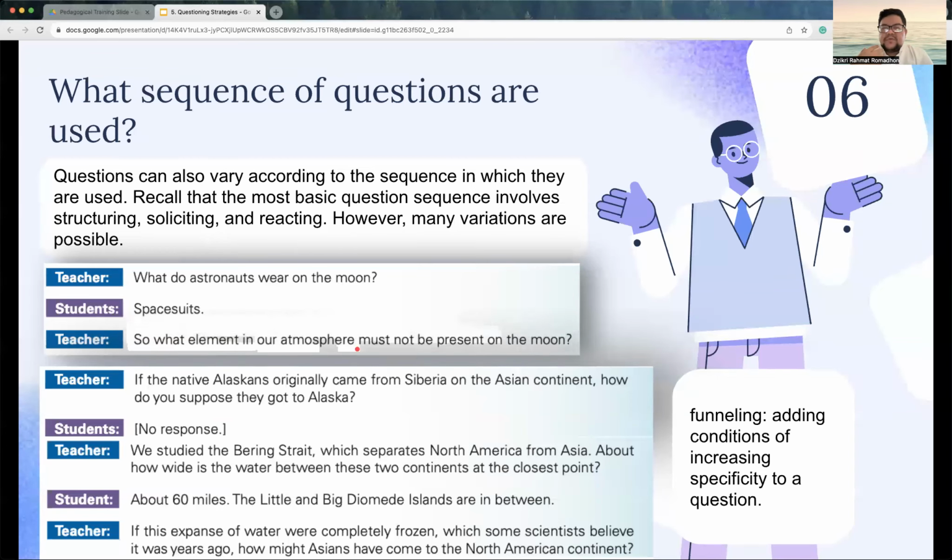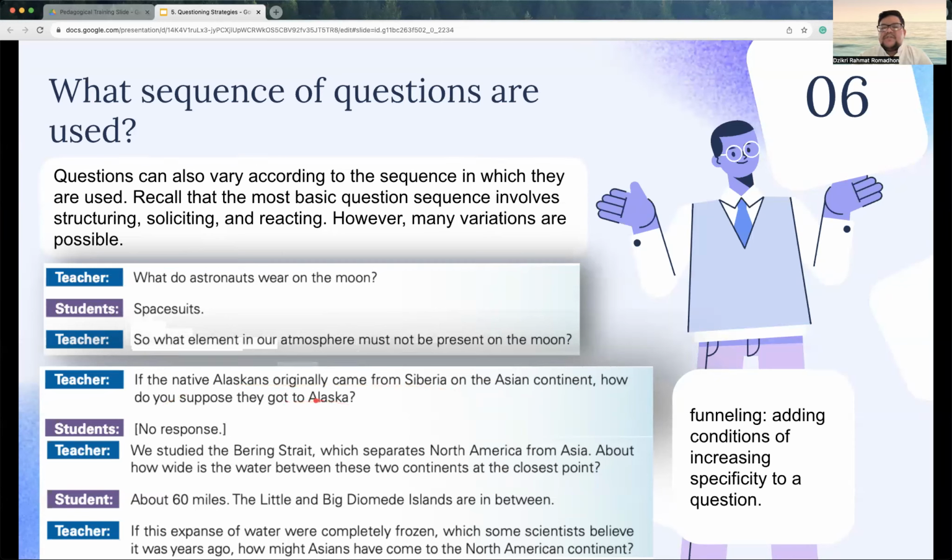So on the moon there is no atmosphere, for example oxygen or carbon dioxide, and so on and so on. Next type of questions, for example, this is from specific to more general, and then here is more general to specific. If the native Alaskans originally came from Siberia on the Asian continent, how do you suppose they got to Alaska?